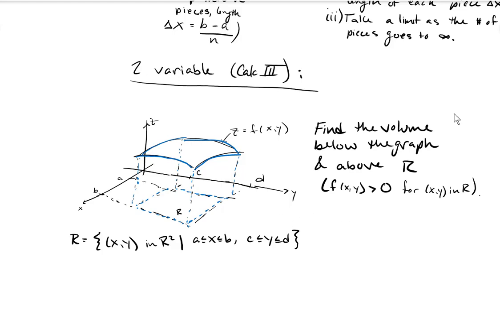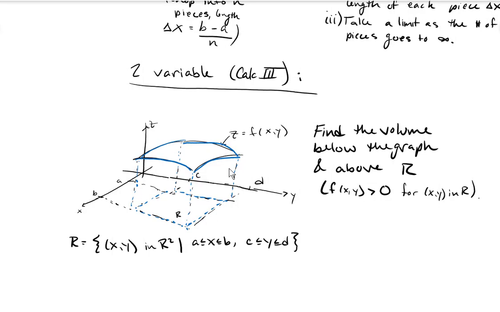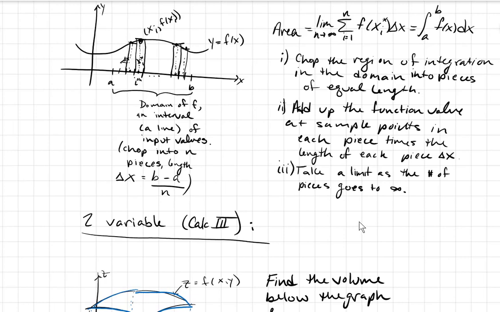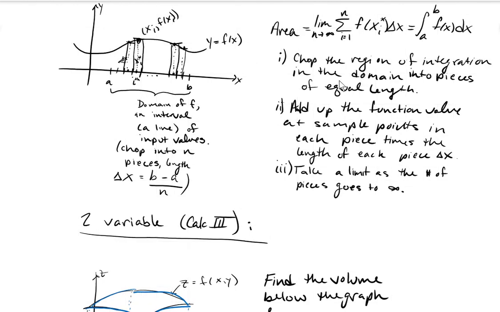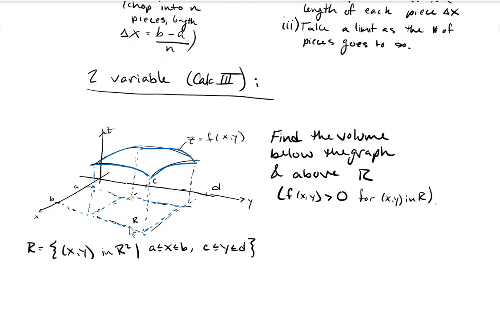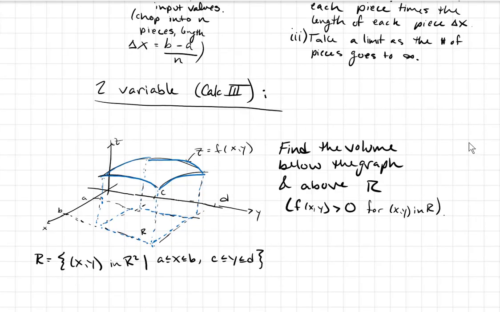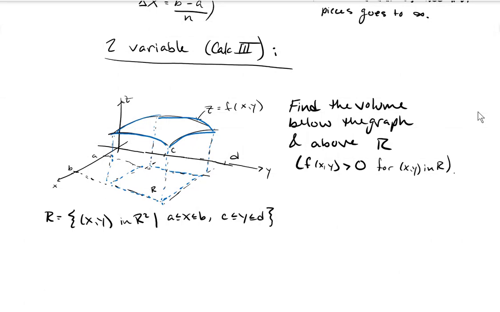So how will we do this? If we want to find the volume below the graph but above this rectangle R, we're going to do it exactly the same way we did it up here, finding area. Let's chop the region of integration in the domain into pieces of equal size. Up here it is equal length, but now our region has area, so we're going to chop it into little pieces of equal area. The way we do that is exactly what we did before. We take this interval from a to b and chop it up into m pieces.